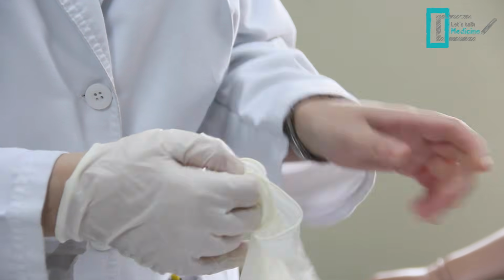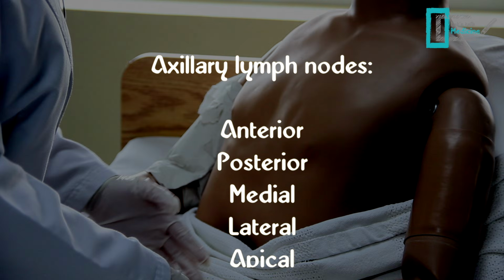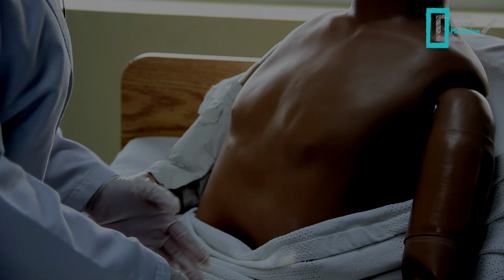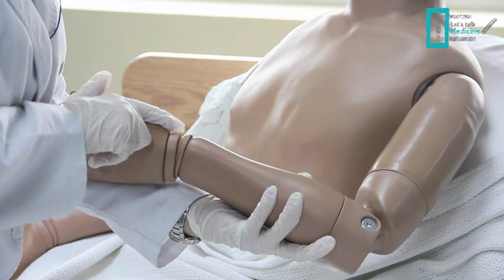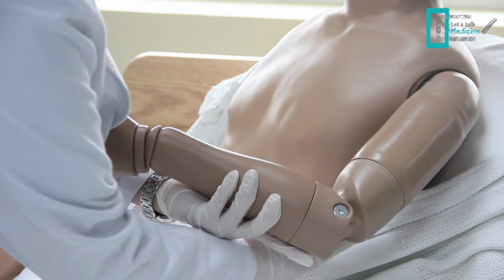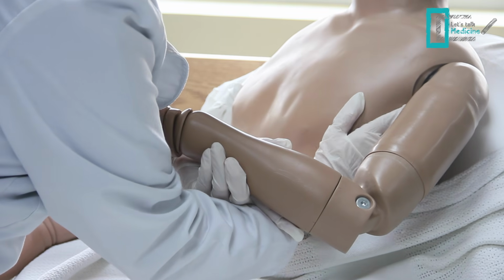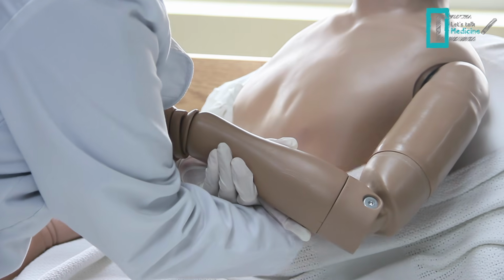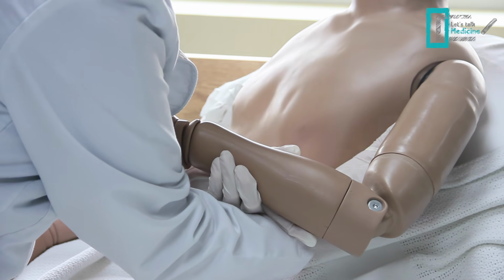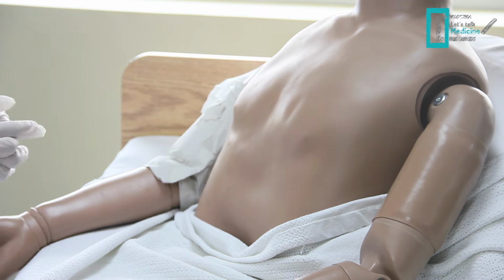So wearing the gloves, you will then palpate the axillary area: the anterior, the posterior, the lateral, and the medial lymph nodes. You will support the weight of the patient's arm on your arm, left with left, and put your right hand into the axilla of the patient, checking for lymphadenopathy. You check the medial, anterior, posterior, and lateral lymph nodes for any signs of lymphadenopathy, which can indicate metastasis of the breast cancer.